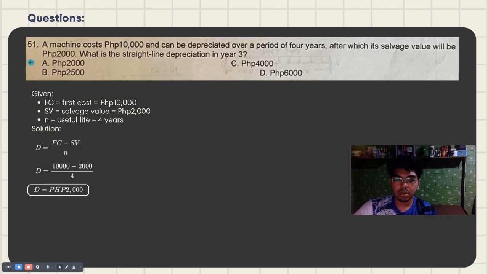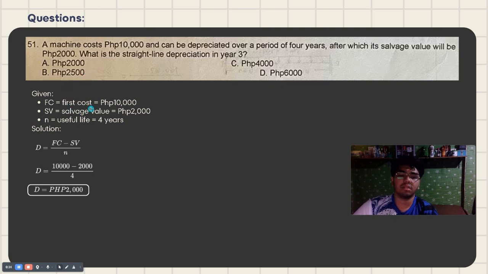So next, number 51. A machine costs 10,000 pesos and can be depreciated over a period of 4 years, after which its salvage value will be 2,000 pesos. What is the straight line depreciation in year 3? A. 2,000 pesos. B. 2,500 pesos. C. 4,000 pesos. Or D. 6,000 pesos.